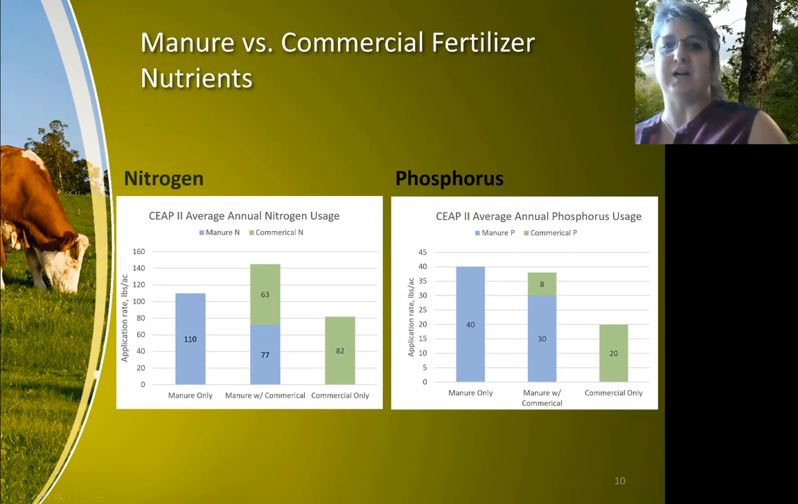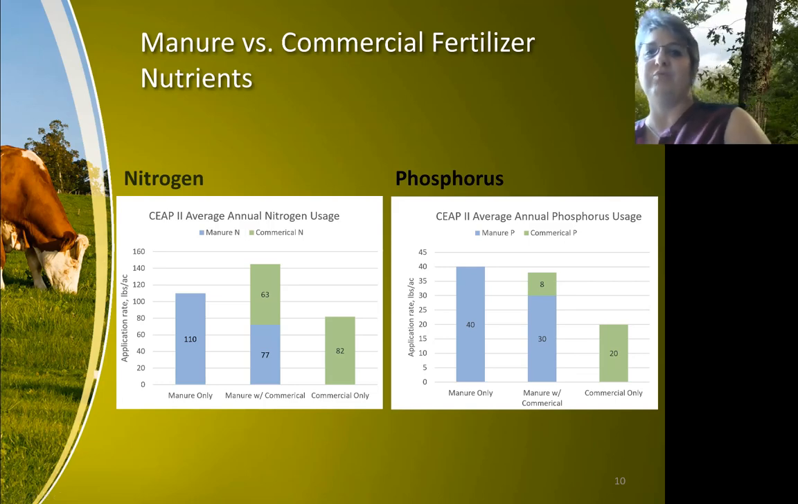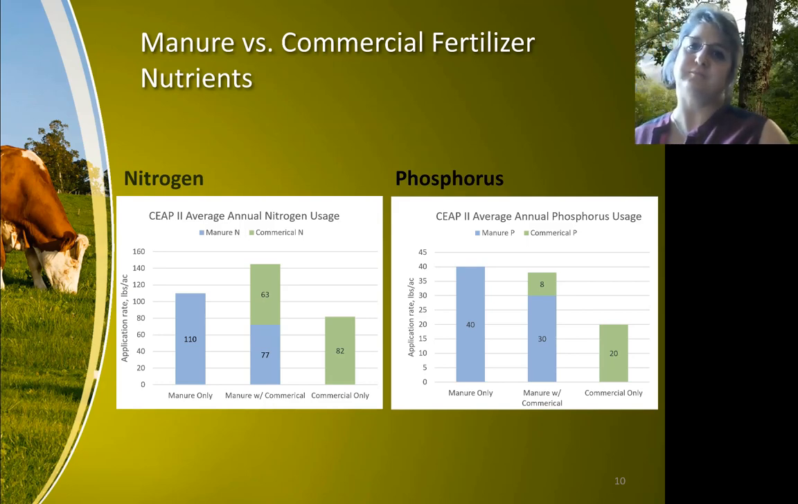So we're kind of curious what's going on here. Are they running out of room to store the manure and just applying it to get rid of it? Are they afraid that not enough nutrients are actually going to be available to the crop from the manure, and so they want to make sure that extra commercial fertilizer is there to ensure that they get those yields? It's just something the SEEP team would really love to hear from farmers and find out what's going on in their minds. And maybe that's some technical assistance that we need to provide in that regard.